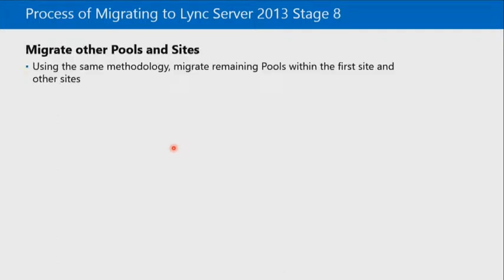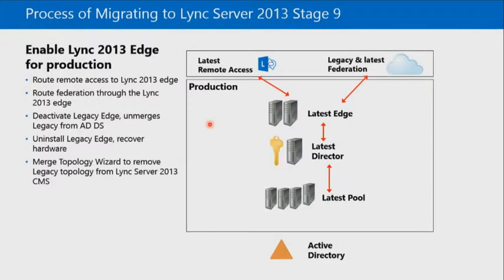Very simple. On stage 8, you simply run through 1 through 7 again if you've got additional sites that you need to do. Rinse, repeat. On stage 9, you enable the Lync 2013 Edge for production, right? You've piloted, you've made sure that all that works. Now you enable your legacy and latest federation, your remote access through that latest edge, and deactivate your additional things.